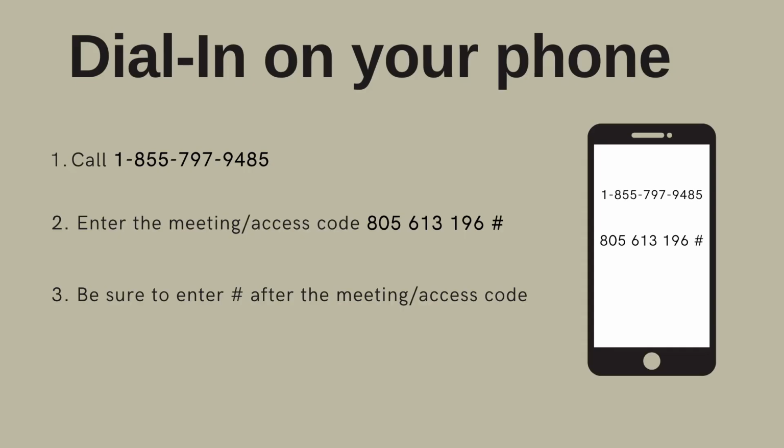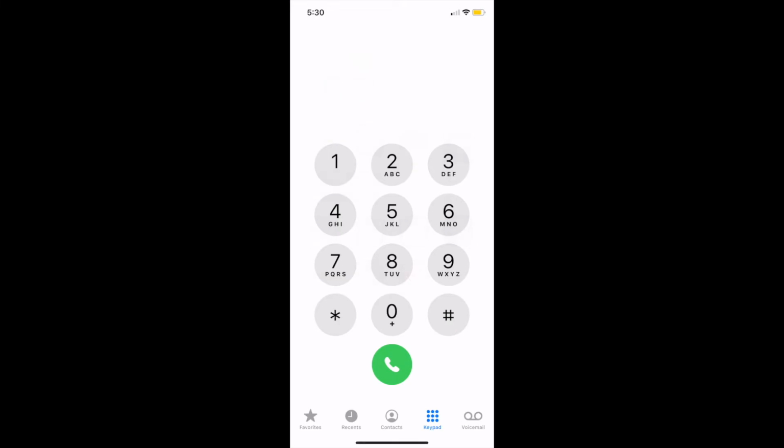And the last option is to dial in on your cell phone. You will have audio, but you will not have video available to you. Just as you would make a regular phone call, dial the phone number 1-855-797-9485. You will then hear an automated message in which it will ask you to enter your meeting or access code, and that is 805-613-196, and then make sure you press the pound sign afterwards in order to go through to the meeting.